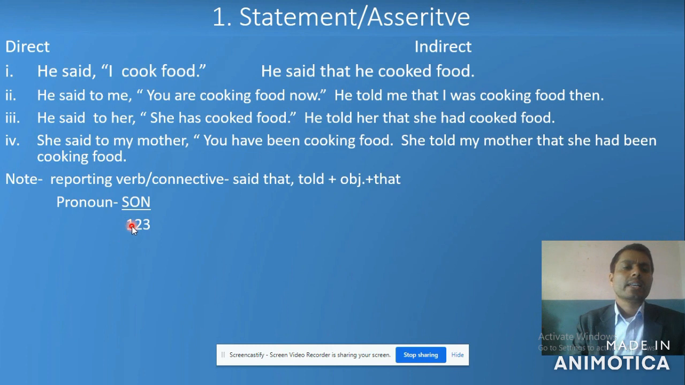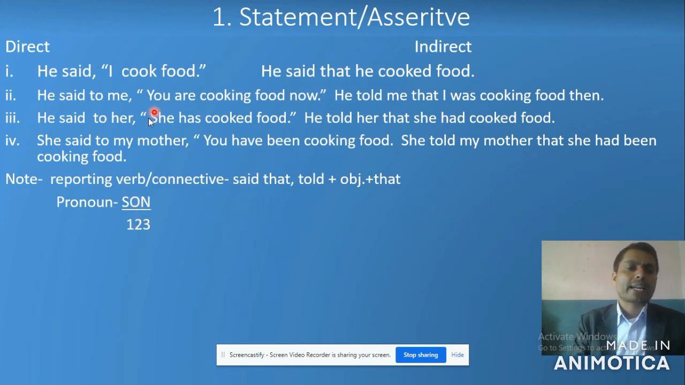It means what? First person pronoun changes according to subject, right? And here second person pronoun changes according to object, o, object. And third person pronoun remains no change, right? Third person no change. So first person according to subject, second person according to object, third person no change.